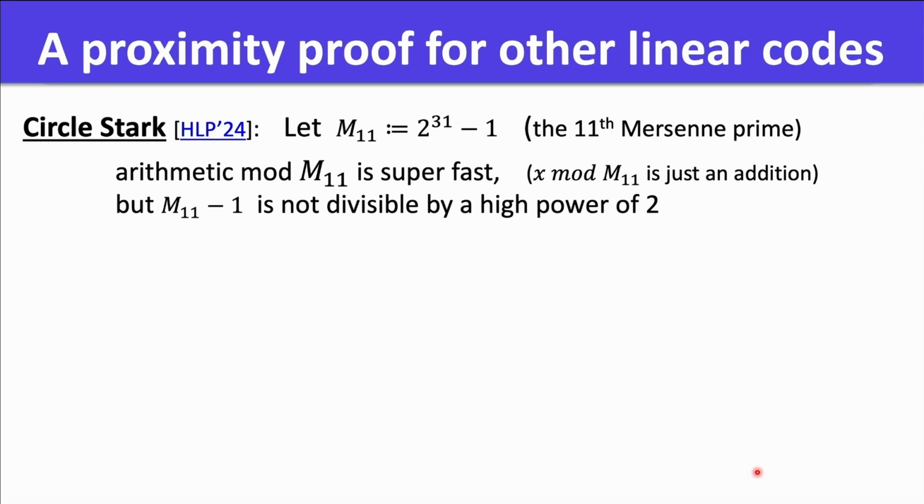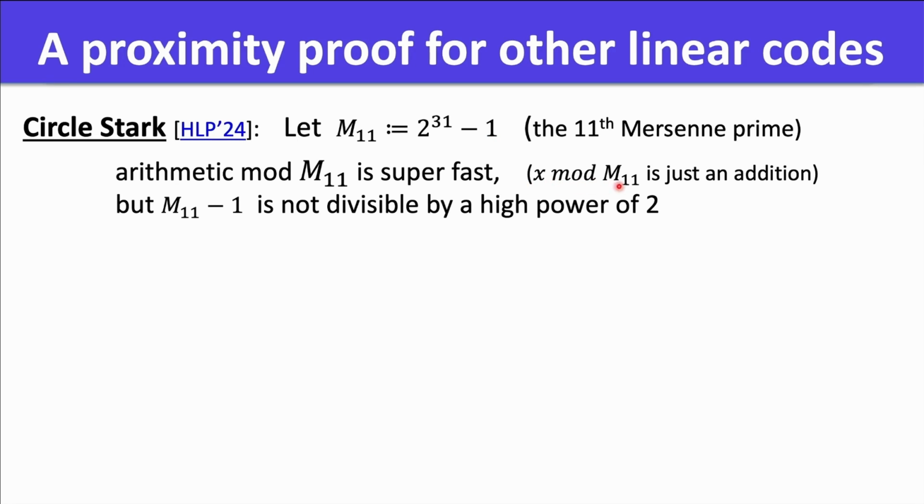Circle SNARKs is another example of generalizing FRI to other codes. So in Circle SNARKs, we want to use a Mersenne prime. In particular, we want to use the 11th Mersenne prime, which happens to be 2 to the 31 minus 1. The reason we like to work with Mersenne primes is that arithmetic modulo Mersenne primes is super fast.